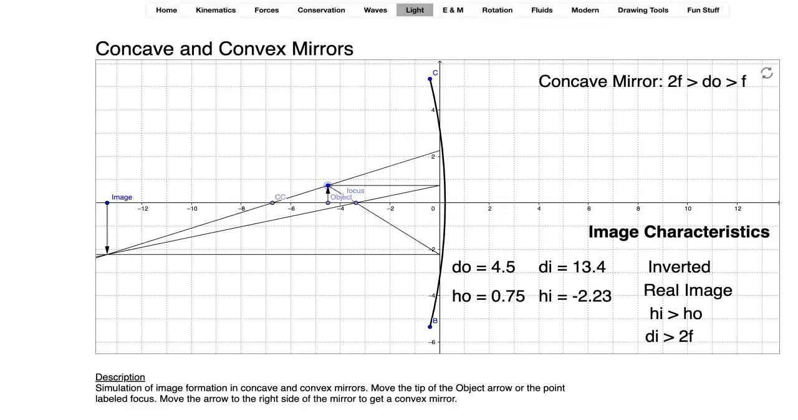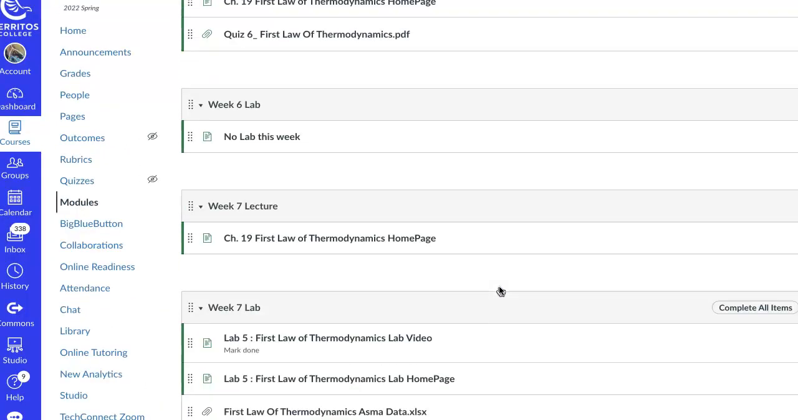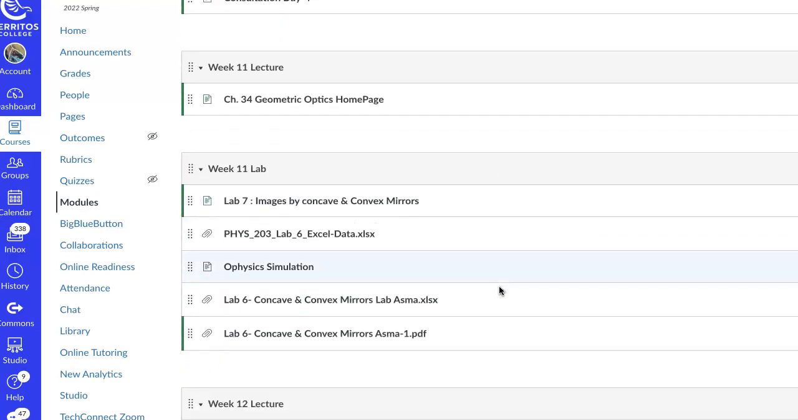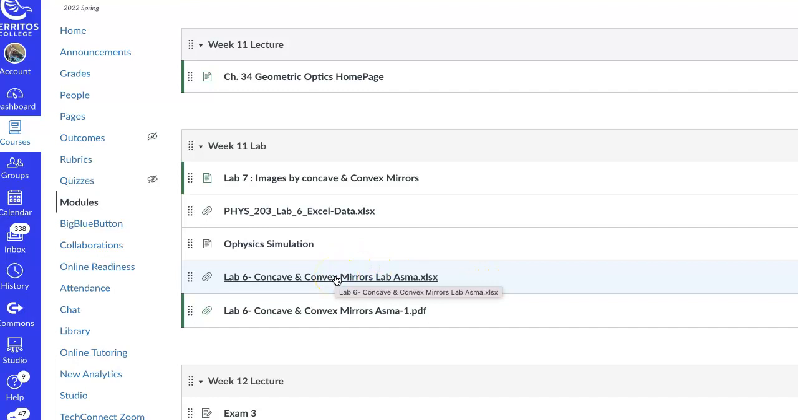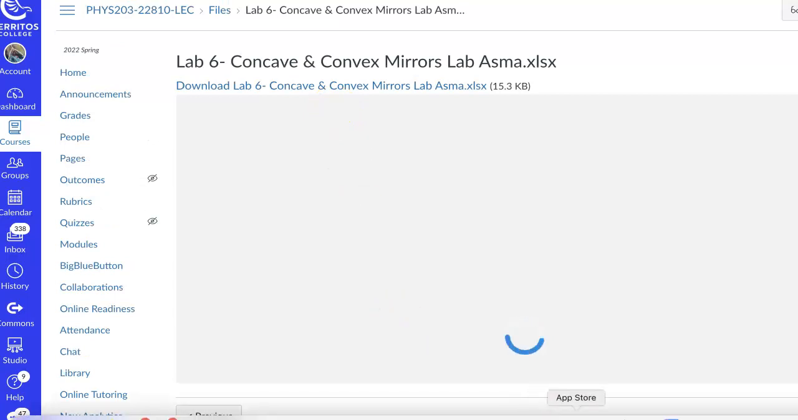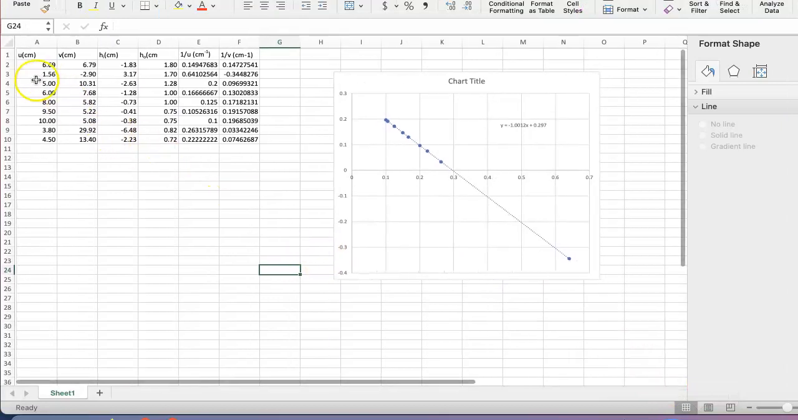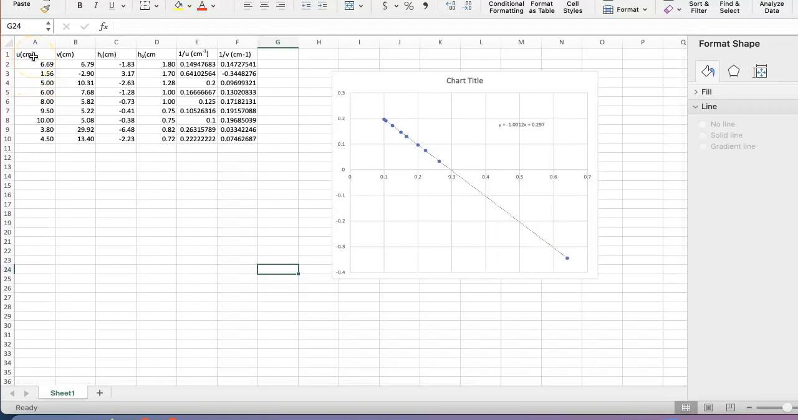All right, then let's go to my other part here, where I will show you what I did for this part. This is my Excel sheet. Let me share it with you here. Okay, it is here. I'm going to call DO, the object's distance, U, and the image's distance, I'm going to call V.